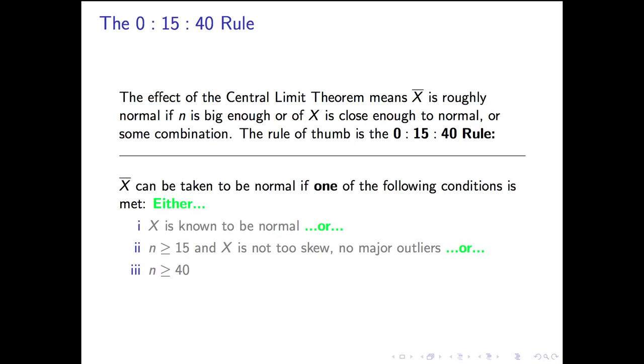Here's the 0-15-40 rule. It says that x bar can be taken to be normal if one of the following conditions is met. You only need one to be met. Either the population distribution x is known to be normal. If x is normal, you're all set. You don't need to know anything about n. Or, here's the intermediate case, if the sample size is at least 15 and x is not too skewed and doesn't have any huge outliers. In other words, if x is okay and n is pretty big. And finally, if n is 40 or more, you don't need to know anything about x.